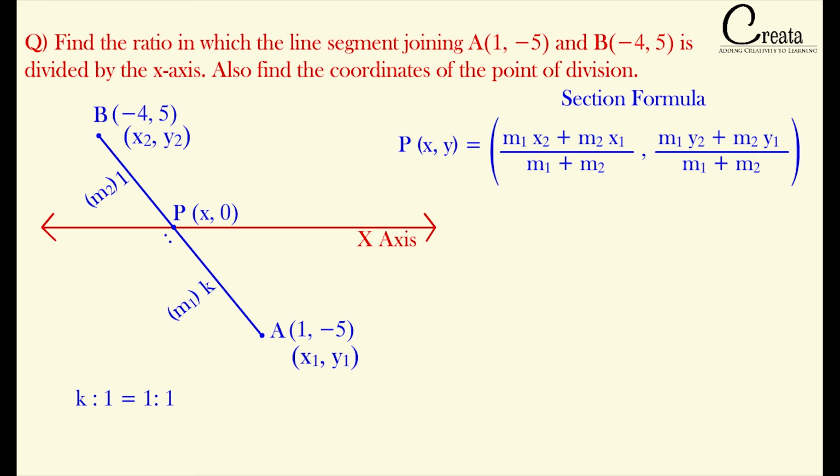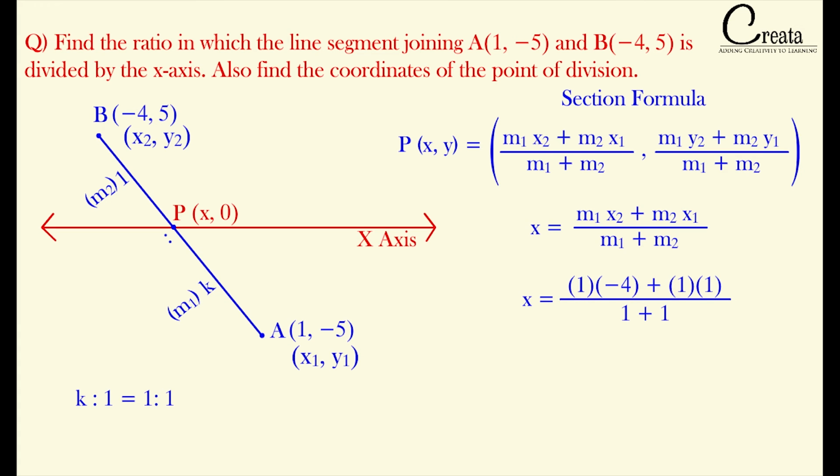Let's move to the second part where we have to calculate the coordinates of the point P. We know the coordinates of point P are (x, 0), which means we have to find the value of x. Okay, let's apply the section formula. We got x is equal to (m1 x2 plus m2 x1) upon (m1 plus m2). We know all the values. Let's put them in. On solving, we got x as minus 3 by 2. That means the coordinates of point P, that is (x, 0), will be (-3/2, 0). This is the answer to this question. Okay, got it?